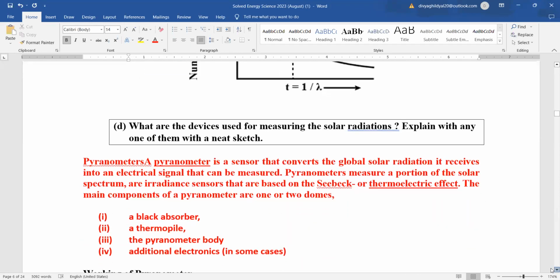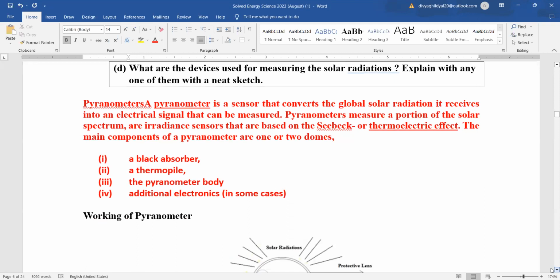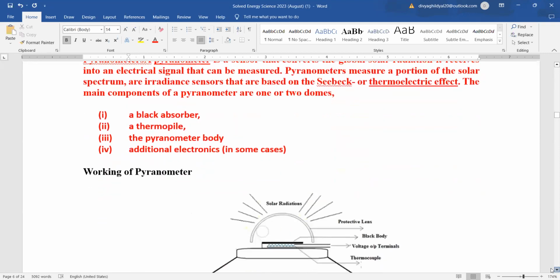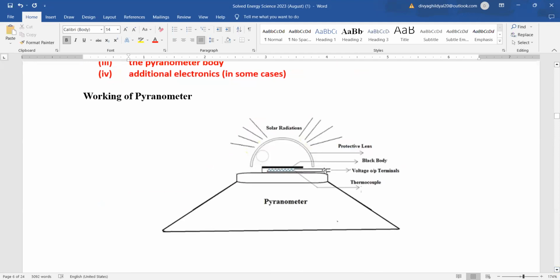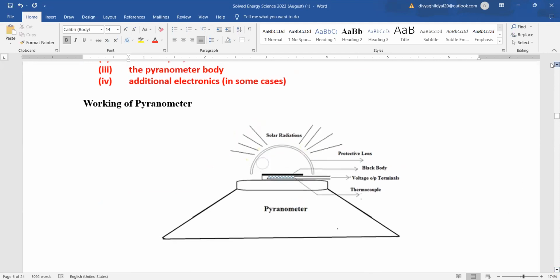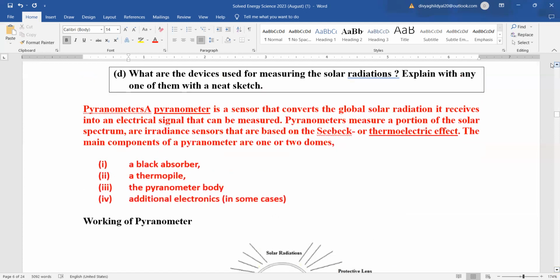What are the devices used for measuring solar radiations? Now, in all my lecture series, I have explained in detail the pyranometer. You can use that because its diagram is also very simple. It is a dome-shaped structure. Solar radiations are falling on it, and how they are being used with the help of a thermocouple, etc. This is the easiest. You can fetch good marks in it.